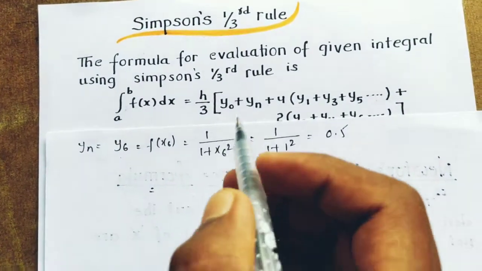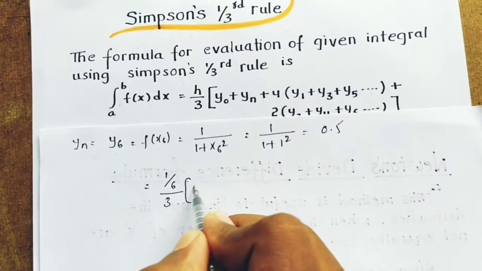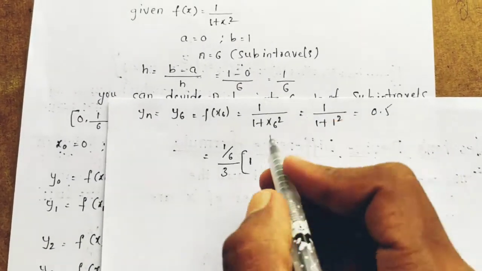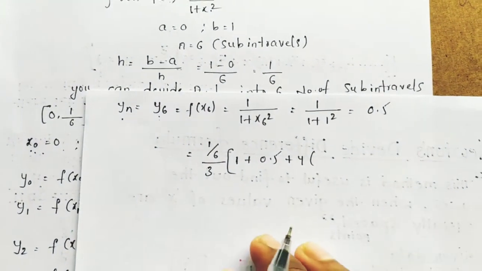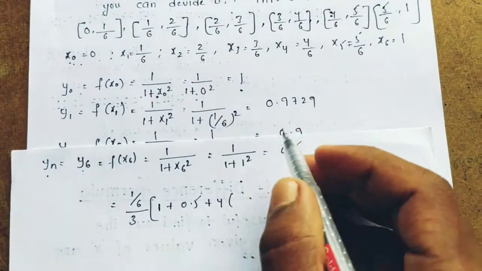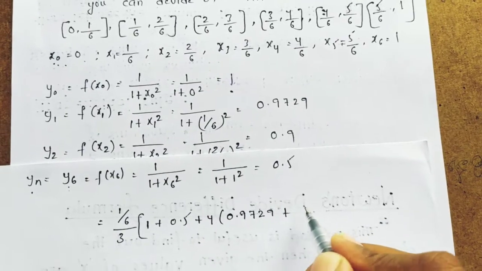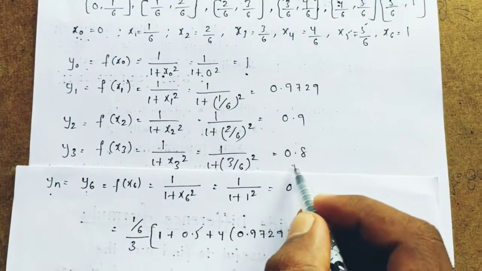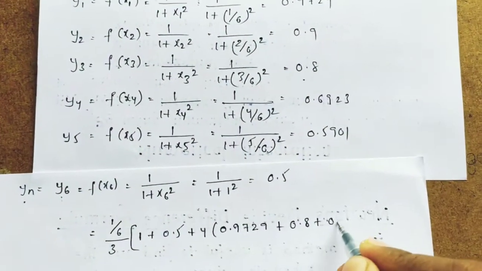Here substitute all these values. Here h is 1 by 6, so h by 3 into y0, where the value of y0 is 1, plus yn, which means y6, is 0.5, plus 4 into the value of y1, which is 0.9729, plus the value of y3, which is 0.8, and the value of y5, which is 0.5901.